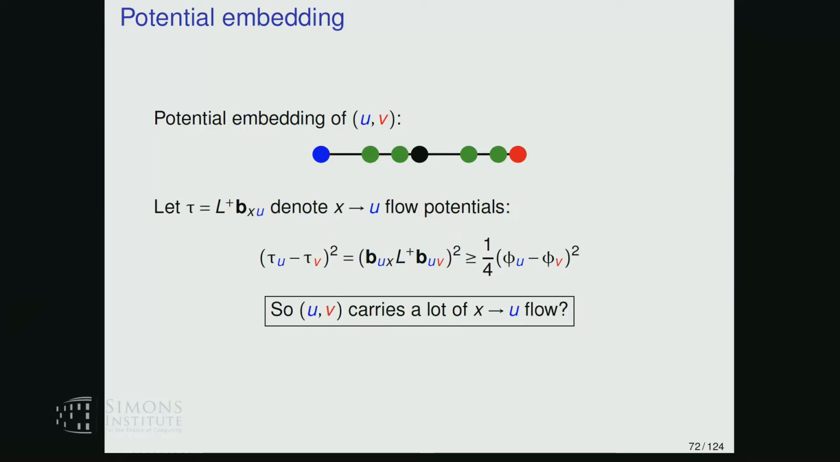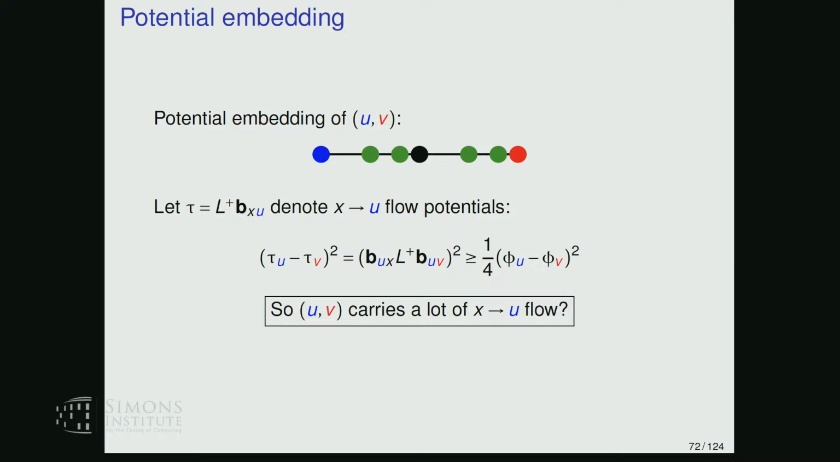All right, so it seems like we're done. And really, all that we did is use the reciprocity theorem. So are we done? Is it true that if I take the X to U flow, then the edge UV will contribute a good fraction of the energy? Not quite.